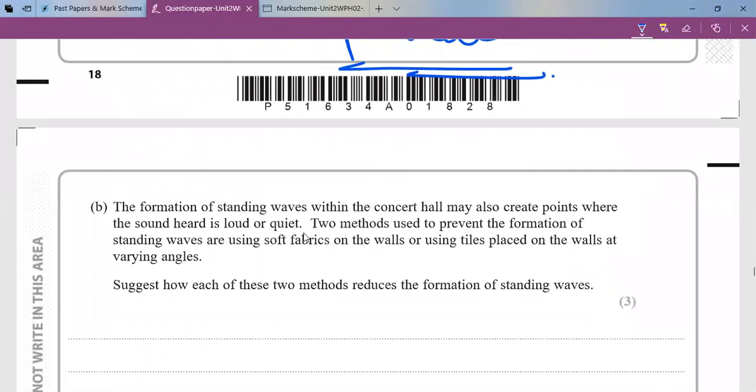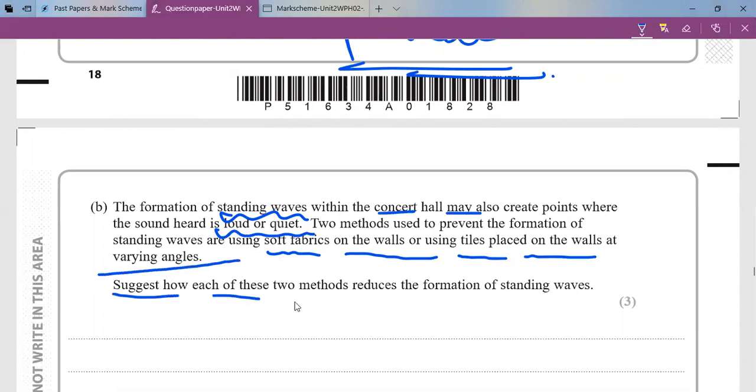Now, the formation of standing waves within the concert hall may also create points where the sound is loud and quiet. Okay, so if you have stationary waves, then of course you'll have both loud and quiet. Now, two methods used to prevent the formation of standing waves are using soft fabrics on the walls or using tiles placed on the walls at varying angles. Explain how each of these two methods reduces the formation of standing waves.